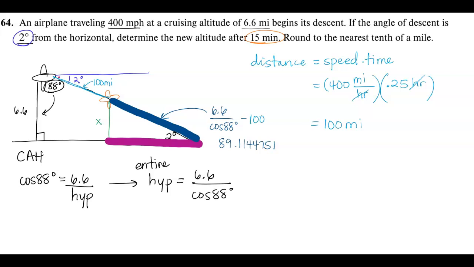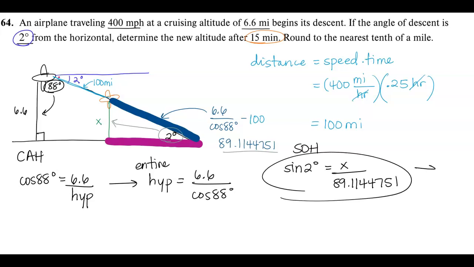But now we can work within that smaller triangle. We can look at the 2 degrees. We can see that we're interested in finding the opposite of it, and we have the hypotenuse of the smaller triangle. So now we're going to use sine. It tells us that sine of 2 degrees is equal to the opposite side, x, over the hypotenuse of 89.1144751. And then we can take this equation and finish solving for x.